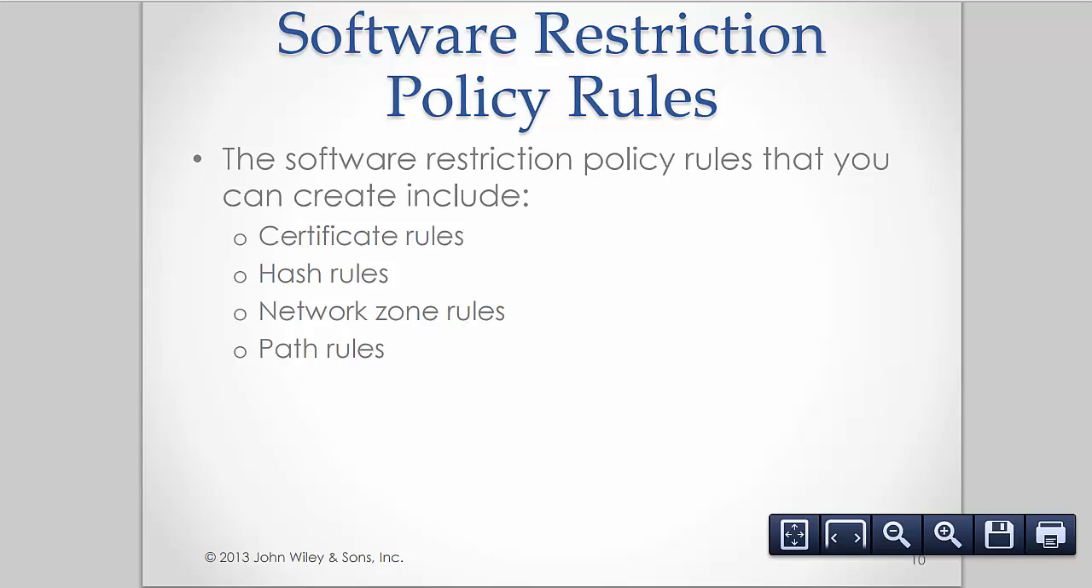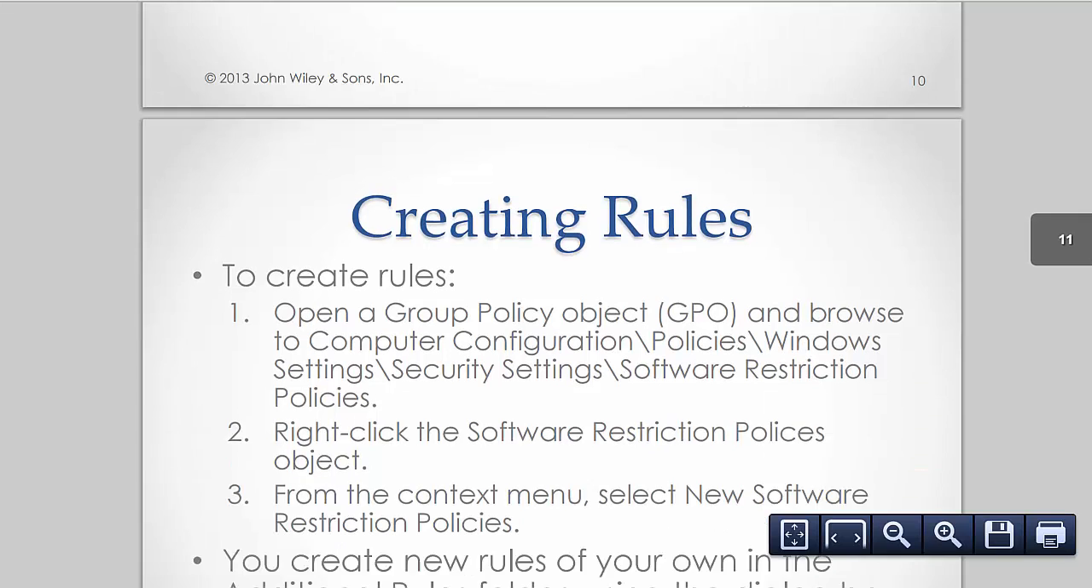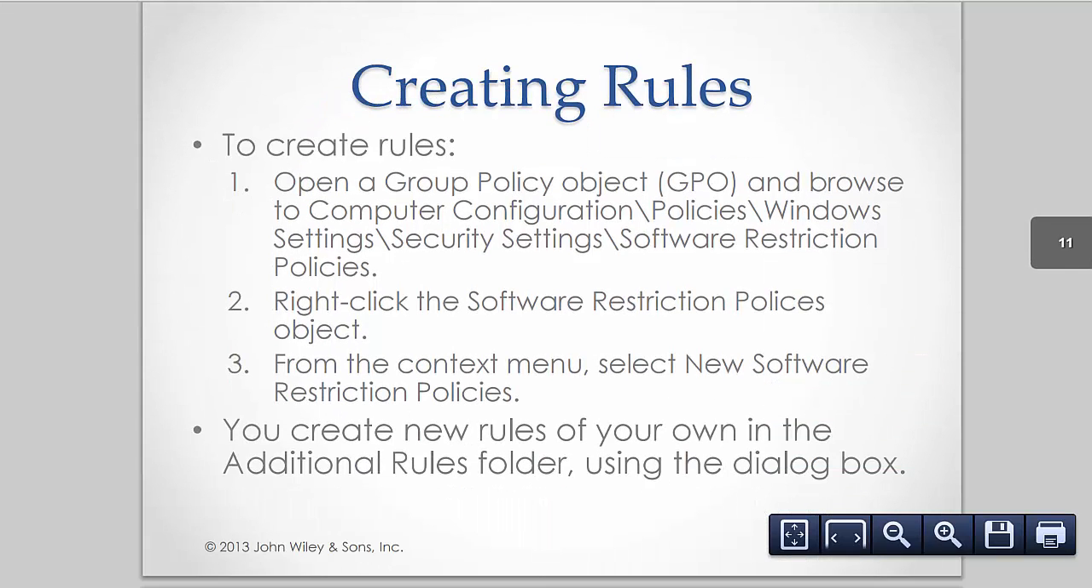And path rules simply say, okay, we can go in and say, here is a path to a corporate share. Any software executable that's in this share, we're going to go ahead and allow someone to run. So if they're trying to run or execute software that's not within a particular path, they're not going to be able to do that. So creating rules, well, pretty simple.